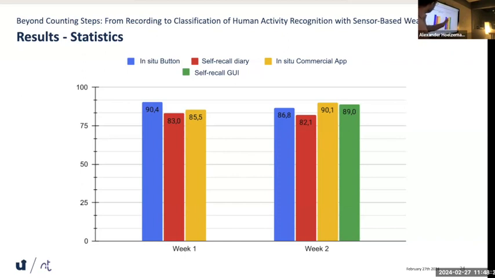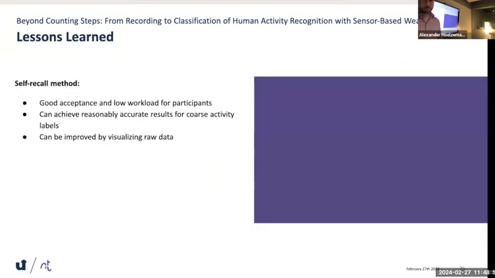However, introducing the self-recall graphical interface, we noticed that we had more annotations than using in situ methods, and they were also as precise as the ones that were produced by the diary method. Some lessons learned.